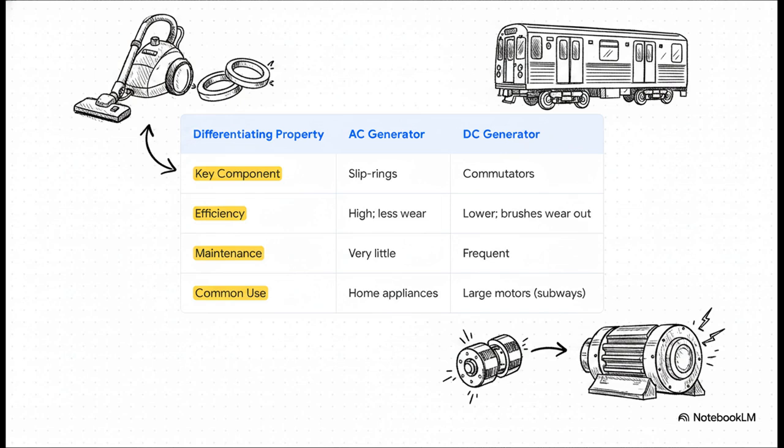AC generators use these really simple things called slip rings. They're smooth, they don't wear out much, which makes the whole thing super efficient and low maintenance. That's why they're perfect for all the stuff in your house, like your blender or your vacuum.